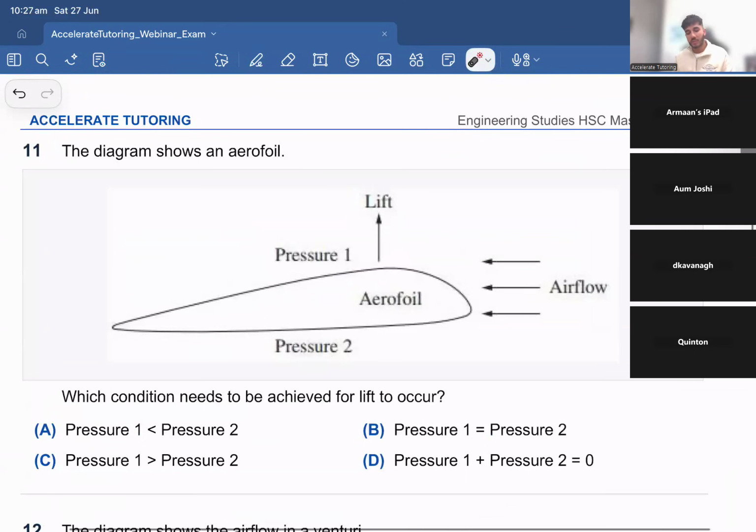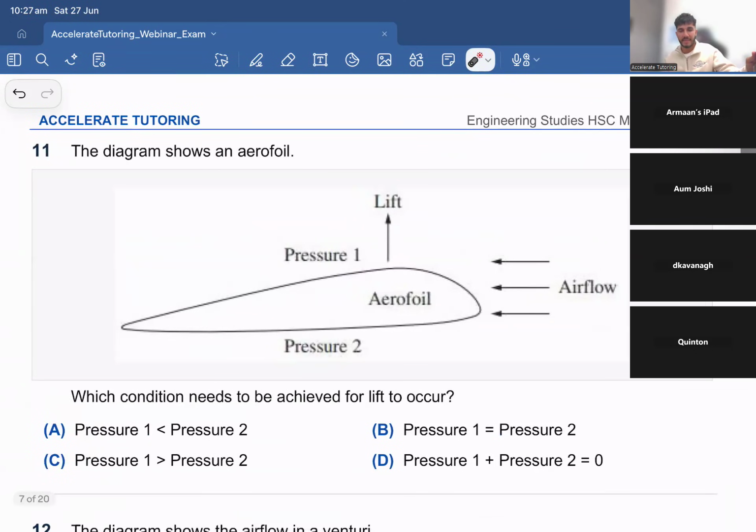Excellent. Question 11, this is just our basics in terms of our flight mechanics from Mod 7. As you can see, we have an airfoil, we have airflow going this way, lift is going up. We have pressure 1 and pressure 2. Which condition needs to be achieved for lift to occur? What would our answer be for this one? So obviously we want, yeah, A, exactly.